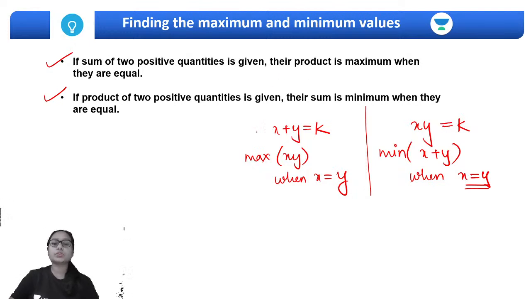Alright, so I hope these two results are clear: if the sum of two positive quantities is given, their product is maximum when they are equal. If the product of two quantities is given, then their sum is minimum when they are equal. So for example, if there are two numbers a and b, and it is given that the sum of a and b is equal to 5, then find the maximum value of ab. Can you tell me what would be the maximum value of ab?